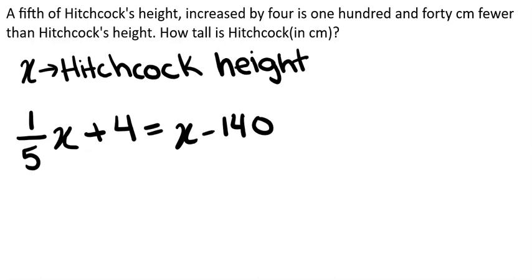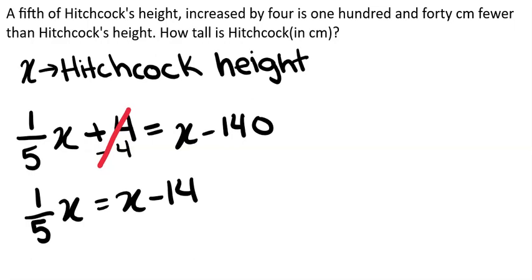Here we have to bring positive 4 onto the other side of the equation. To do that, we have to subtract 4 from this side. Positive 4 minus 4 is equal to 0, so these two cancel out. And since we're subtracting 4 on this side of the equation, we have to do it on the other, because whatever we do on one side of the equation, we have to do it on the other. So here we have 1 over 5x is equal to x minus 140 minus 4.